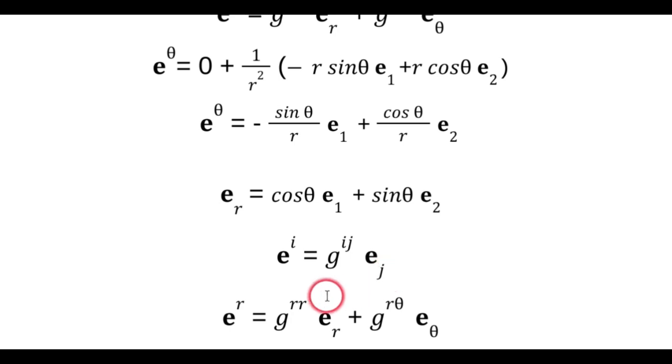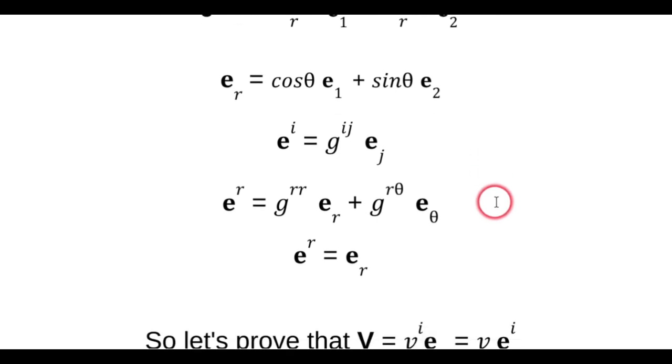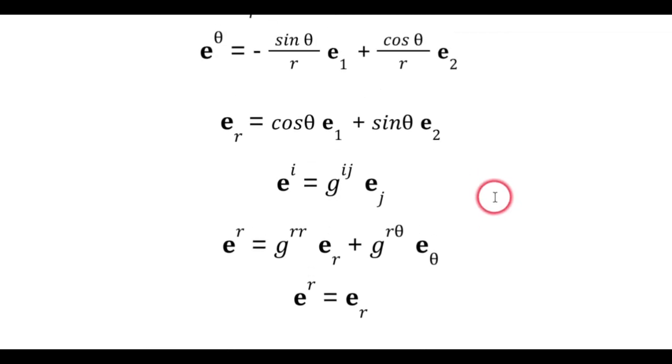We do our summation. First time is R, R, second time theta, theta. We fill in all the stuff we know. This is 1 and this is 0, so they're the same. So the covariant and contravariant basis vectors in polar coordinates are exactly the same thing. All right, so let's go look at that on the graph.